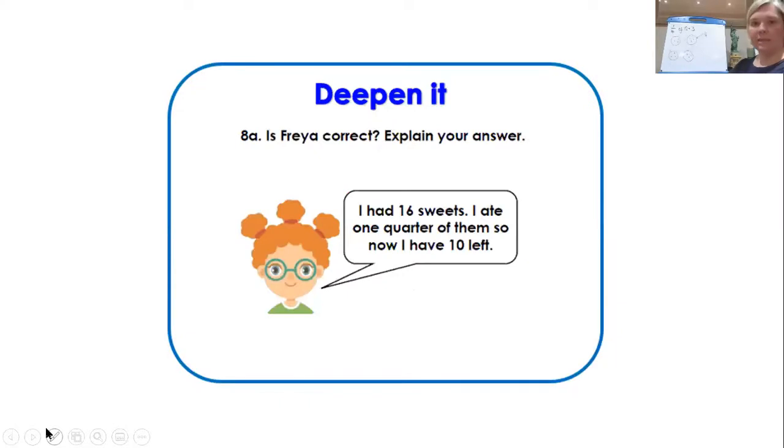And for your deep it today, you need to tell us whether Freya is correct or not. And it's got that important word there, which is explain. And remember, when we say explain, we want to know why Freya is correct, or we want to know why Freya isn't correct. So use that important word of because when you are writing your sentences.